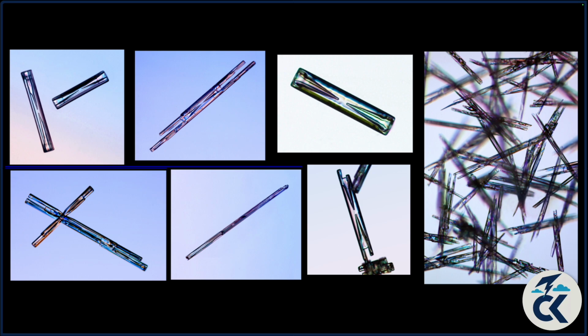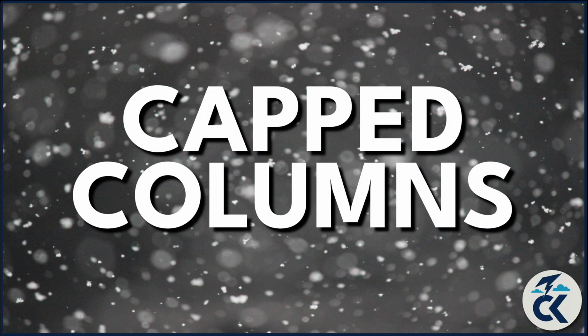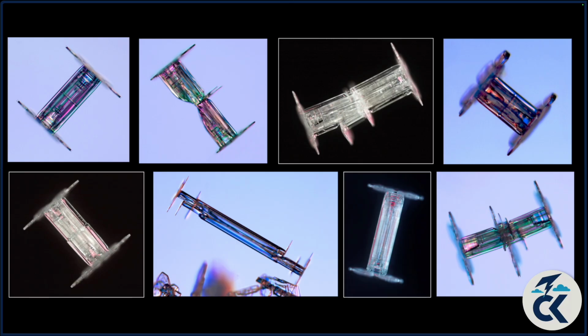Now, there's another version of columns, and they're called cap columns. So check this out. This is pretty cool. Check those out. Look like maybe like an empty spool of thread or something like that. And so let's talk about how these are formed. So what ends up happening is that the cloud's a little warmer when these develop, just like the columns and needles at 21 degrees Fahrenheit, right around there. But what happens is as they fall, they enter some colder air, and that's what allows the plates to grow on the ends, giving them that capped look.